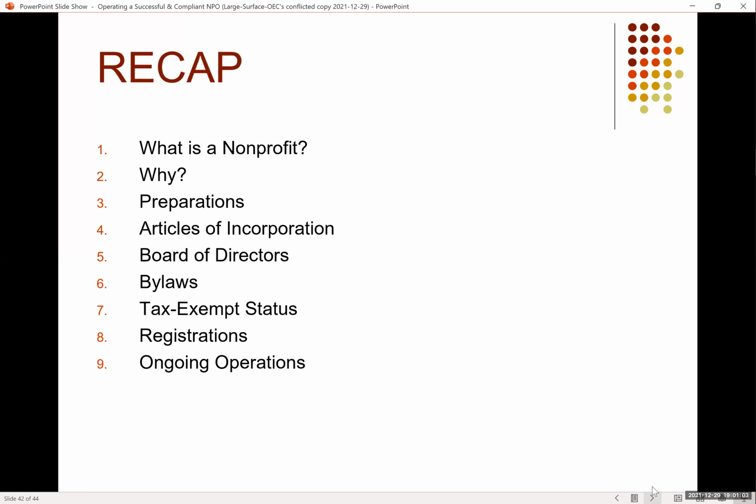As a recap, what we talked about is what a nonprofit is, why you want to do it, the things you have to do in preparation, what's needed in the articles of incorporation, considerations for your board of directors, your bylaws, and how you file for tax exempt status, plus all the different registrations and the ongoing things you're going to need to operate a sustainable and compliant nonprofit organization.